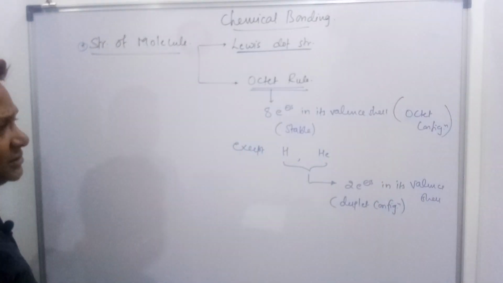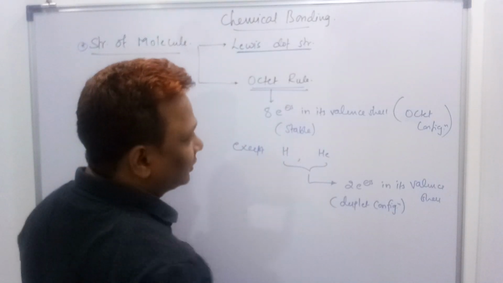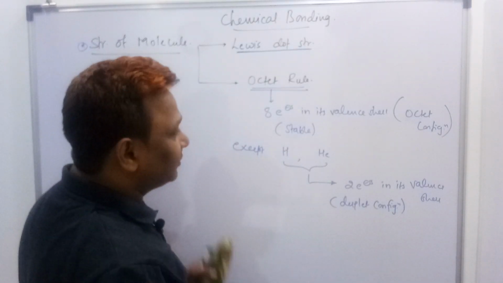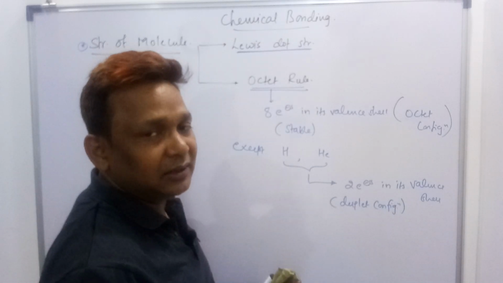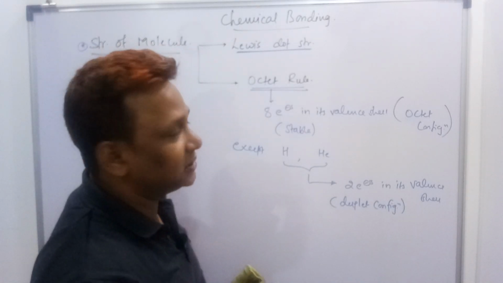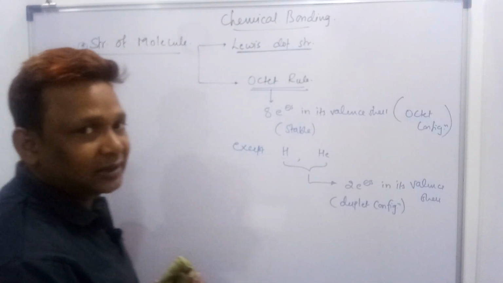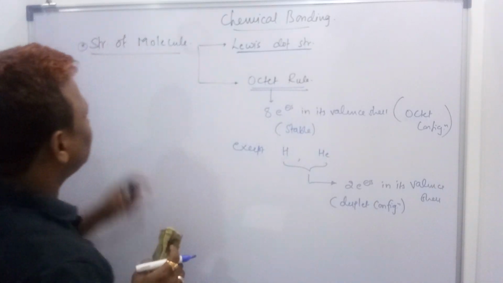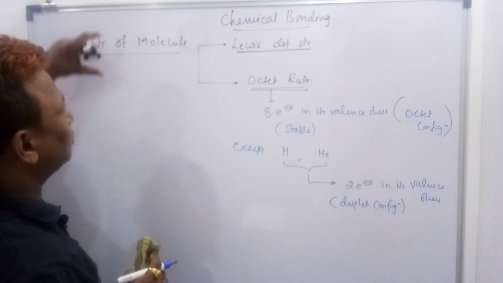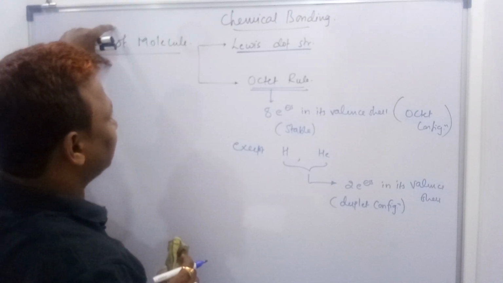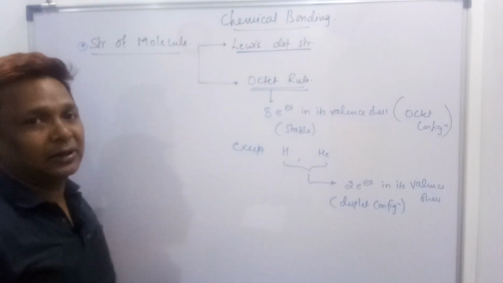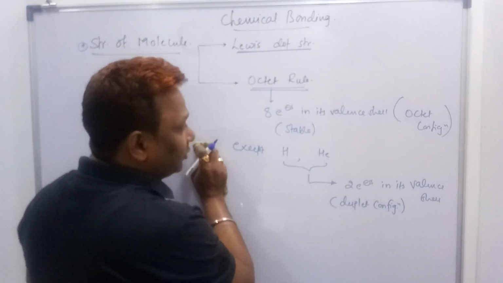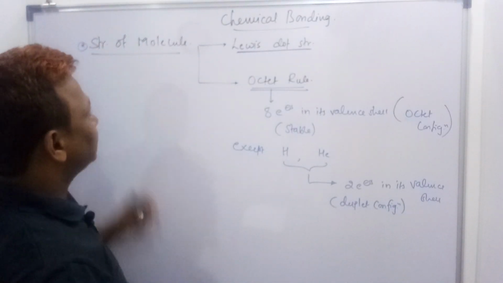To attain stability by having 8 electrons in the valence shell, the atom can either lose electrons or gain electrons. By losing or gaining, it gets positive or negative charges. These are called a cation and an anion. Now I am going to explain the structure of a molecule, how to draw and determine it with the help of the Lewis dot structure as well as the octet rule. So now I will explain a few examples for drawing the structure of a molecule.